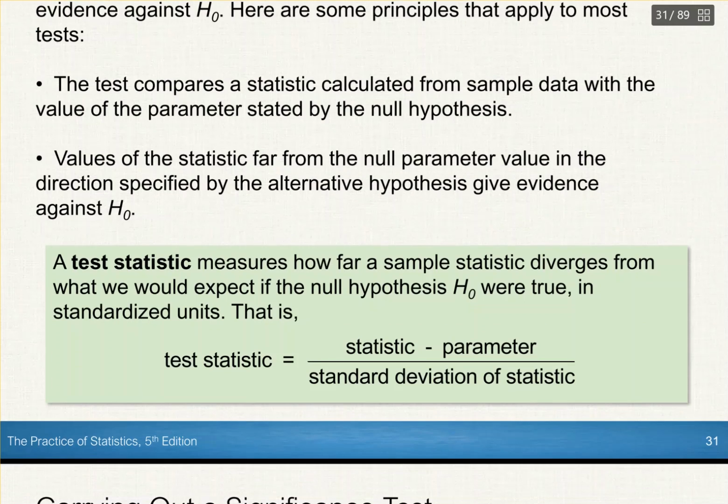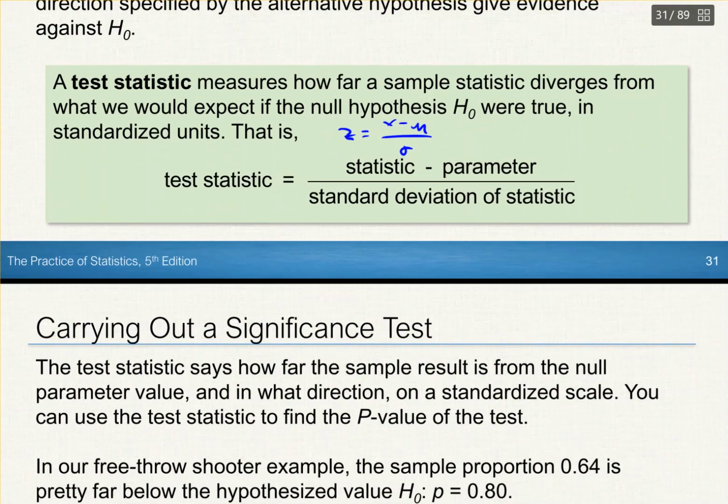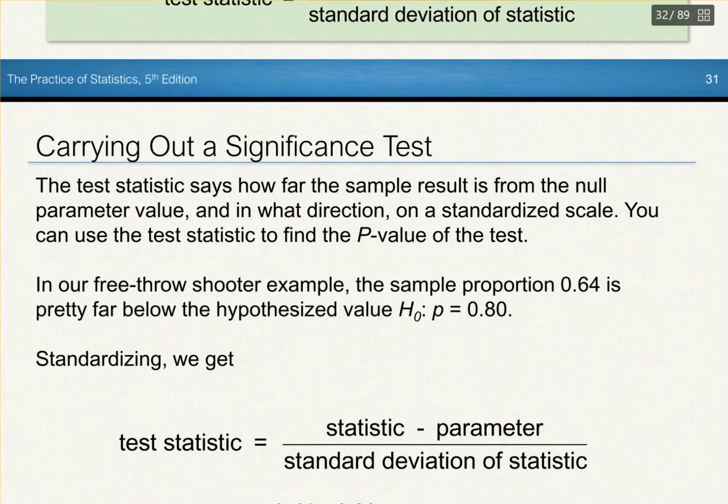And finally, a test statistic measures how far a sample statistic diverges from what we would expect if the null hypothesis were true. Basically, you can think of this as a z-score. Remember, the z-score was always z equals x minus mu over sigma. This follows the exact same idea, and instead of a single data point, we're using a statistic. And again, the parameter is mu. So it is just a z-score. Don't let that idea of a test statistic confuse you.